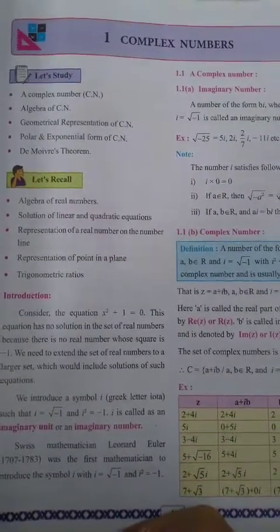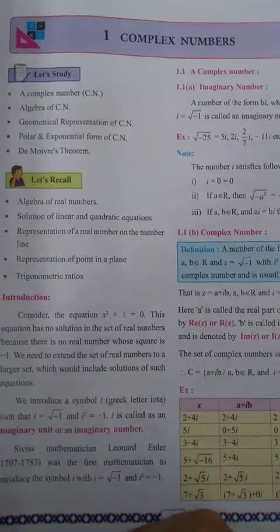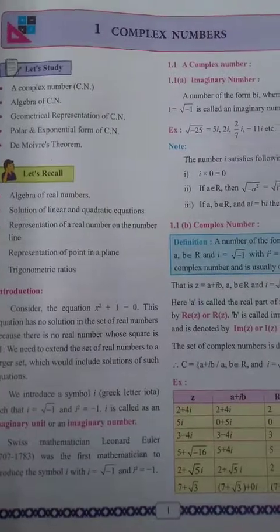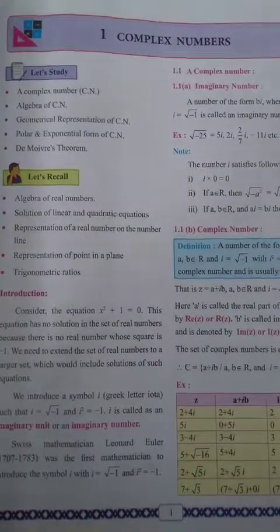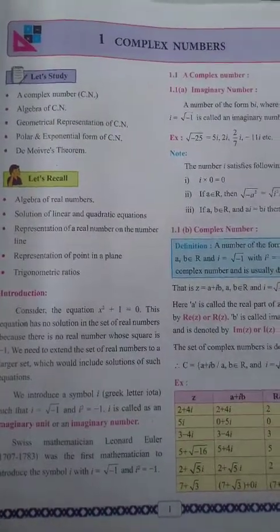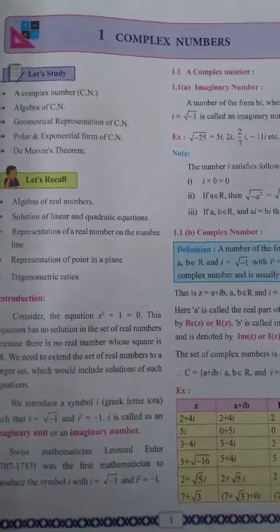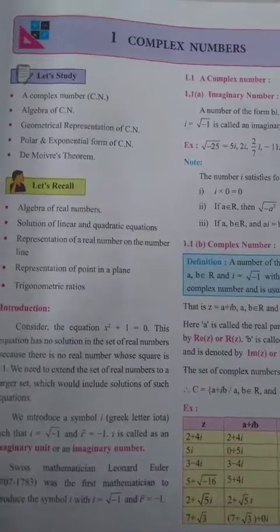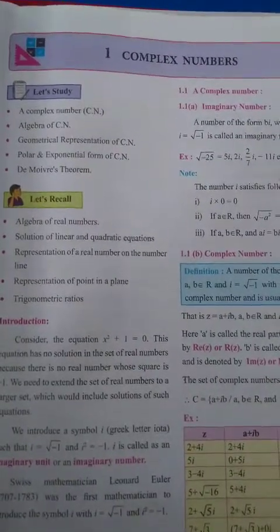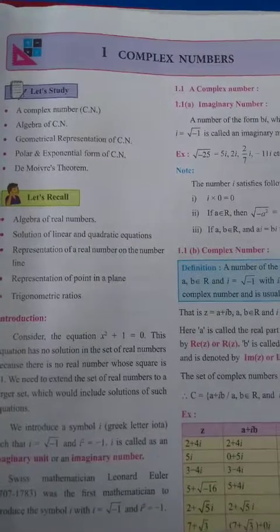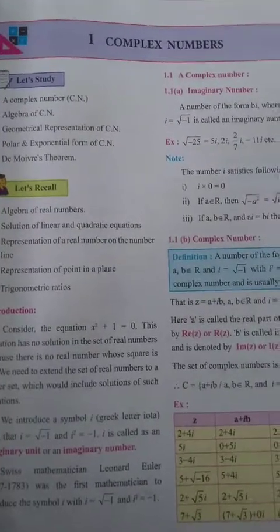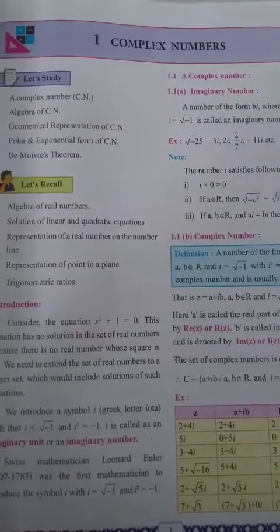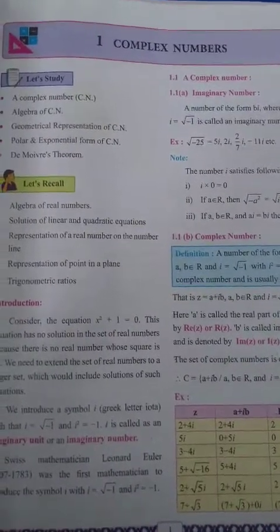The numbers which can be expressed in the form p by q are rational numbers, and the numbers which cannot be expressed in the form p by q are called irrational numbers. Just like the numbers which have a root sign. All these numbers we have already studied. Now the collection of all these numbers is known as real numbers. Now in complex numbers we will see two parts, a real part and an imaginary part.